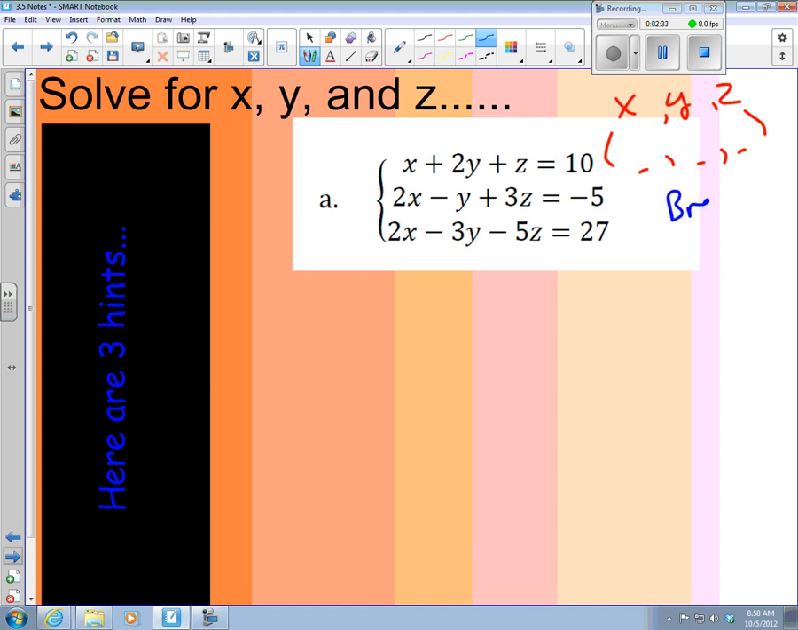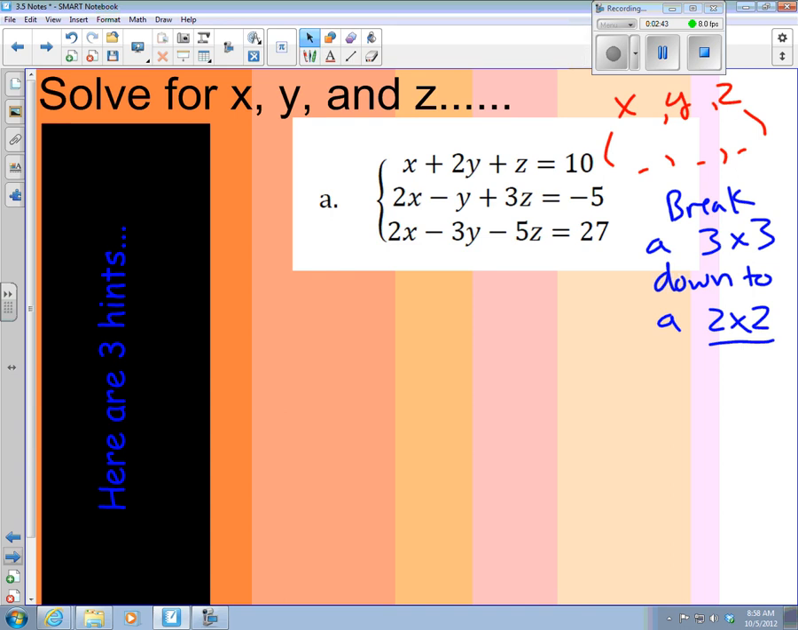break a 3 by 3 down to a 2 by 2. A 2 by 2 is what you're used to working with in systems, an x and a y and an x and a y, and then solving them using substitution or elimination.